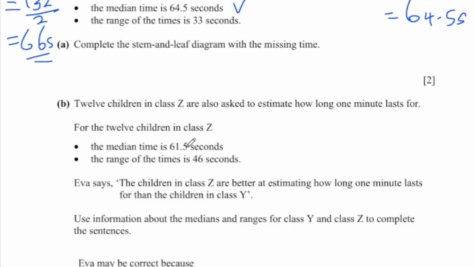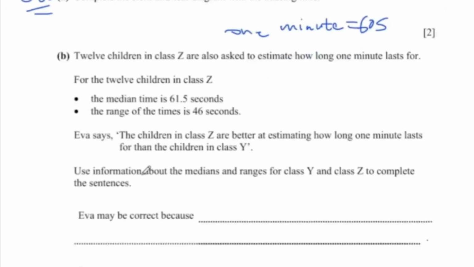If the children in class Z are getting a median time of 61.5 seconds, why are the ones in class Y getting 64.5 seconds? We know that 1 minute is actually equal to 60 seconds. So those children in class Z have a median time that is closer to the true value. So use information about the medians and ranges for class Y and Z to complete the sentences.